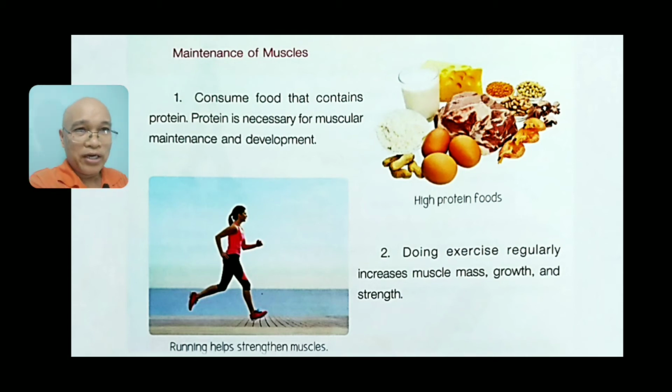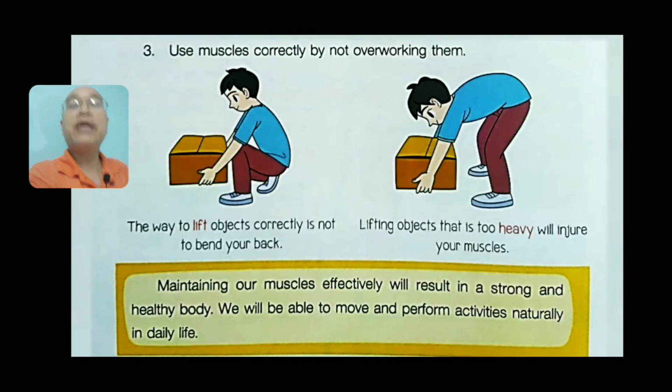So next one, what do we do next? How do we maintain? Number 3, use muscles correctly, okay? For example, carrying this, by not overworking them. If you overwork the muscles, it will become painful, right? Look, the way to lift objects correctly is not to bend your back. Lifting objects that are too heavy will injure your muscles. What do you do? You bend your knees, not your back. When you bend your knees and carry the objects upward, that is how to do it. Do not give strain to your back muscles, okay?